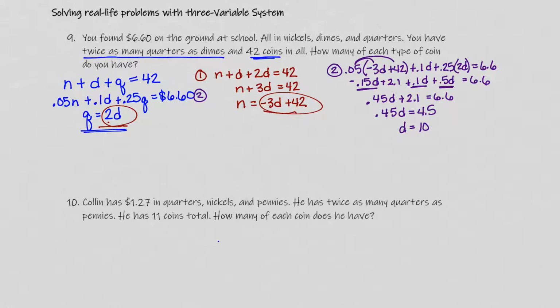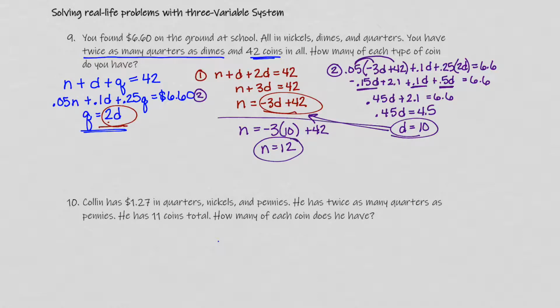So I have 10 dimes. I know that's what I found on the ground. I need to find how many quarters and nickels. So I can take this and substitute it in here and get my number of nickels. So n equals negative 3 times 10 plus 42. So negative 30 plus 42, I get 12. So I have 12 nickels.